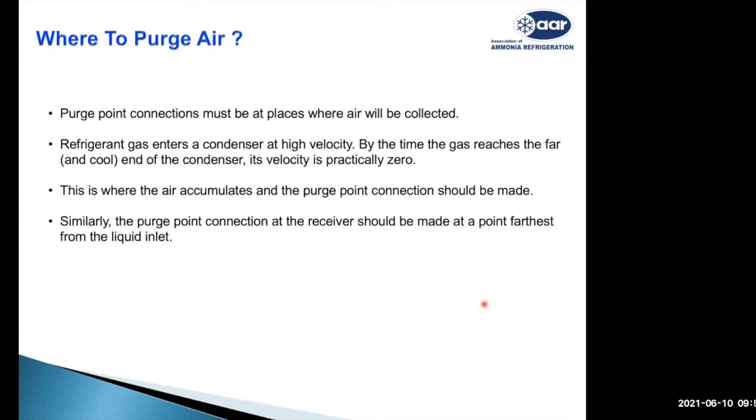Similarly, when you talk about receivers, there is a receiver inlet point where you are receiving all the liquid and the air from the condenser entering the receiver. So at this point, if my purge point is very close to it, the possibility of ammonia coming out from the point is more. Whereas if I go to the end of the receiver, the possibility of ammonia coming out is very little, whereas the air accumulation is very high.